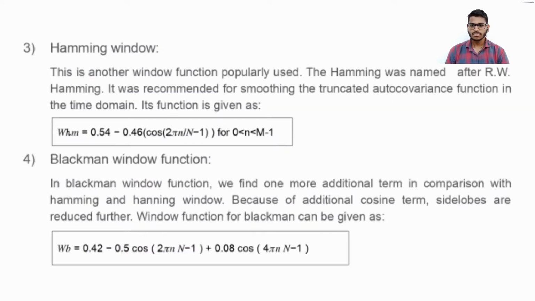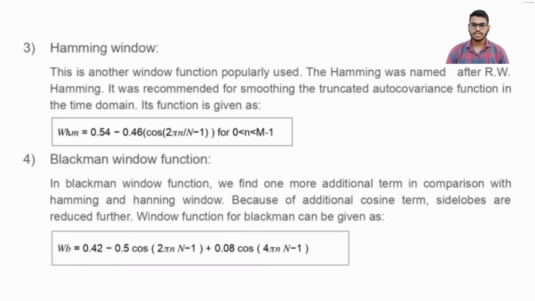The third is Hamming window. This is another window function popularly used. The Hamming window was named after R. W. Hamming. It was recommended for smoothing the truncated autocorrelation function in the time domain. Its function is given as w_hm(n) equal to 0.54 minus 0.46 times bracket cos of 2 pi n upon N minus 1.